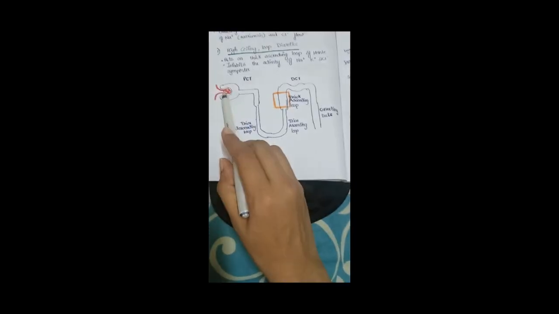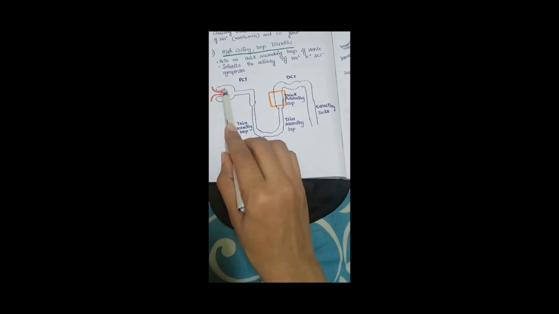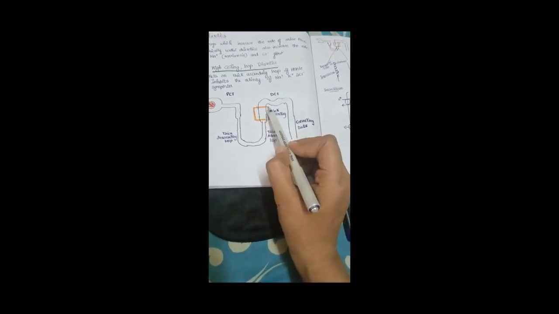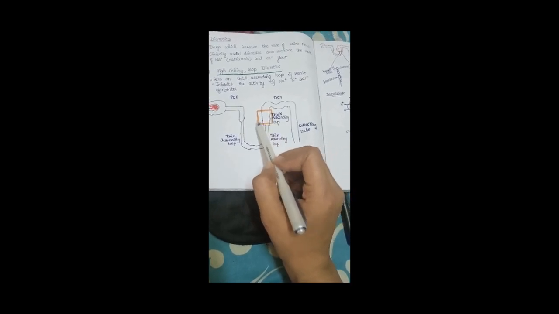So this is a picture of a renal tubule. This is the glomerular capillaries. This is the proximal convoluted tubule, thin descending loop of Henle, thin ascending loop of Henle, thick ascending limb, distal convoluted tubule, and collecting duct. So these loop diuretics act on the thick ascending loop of Henle.